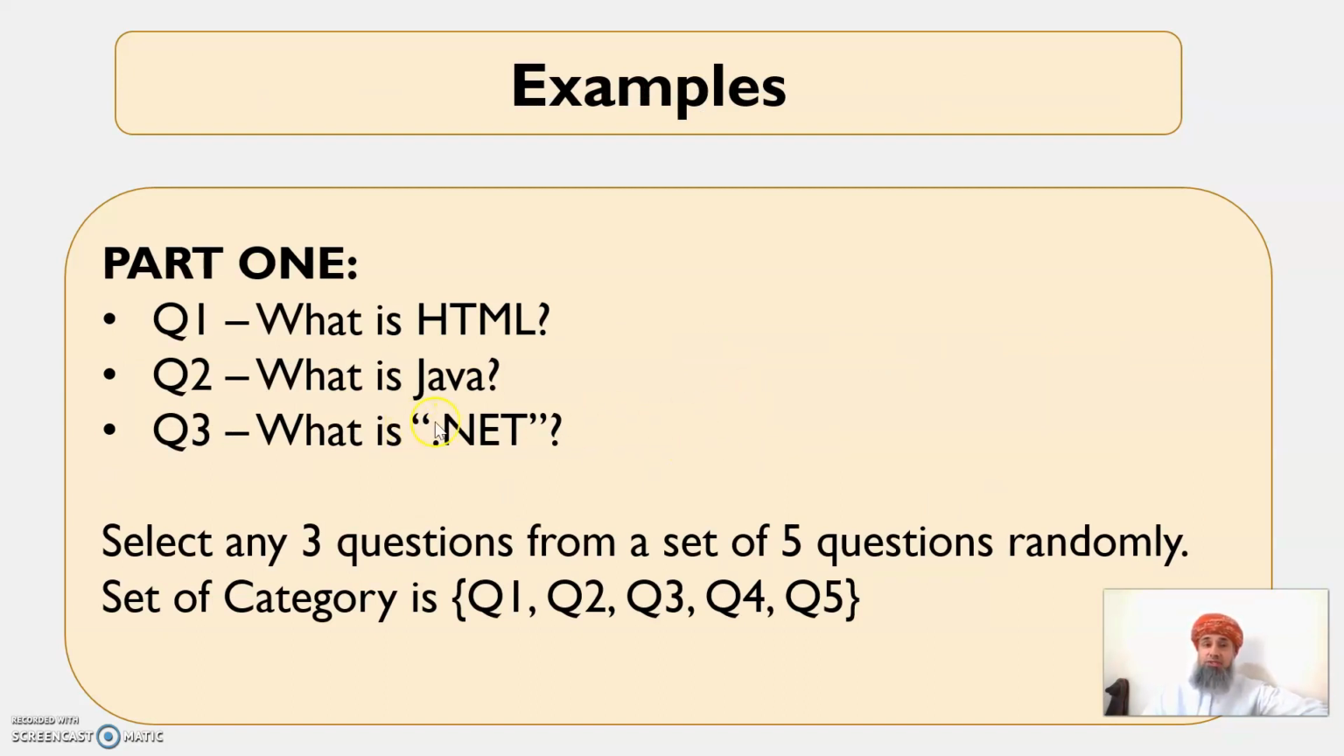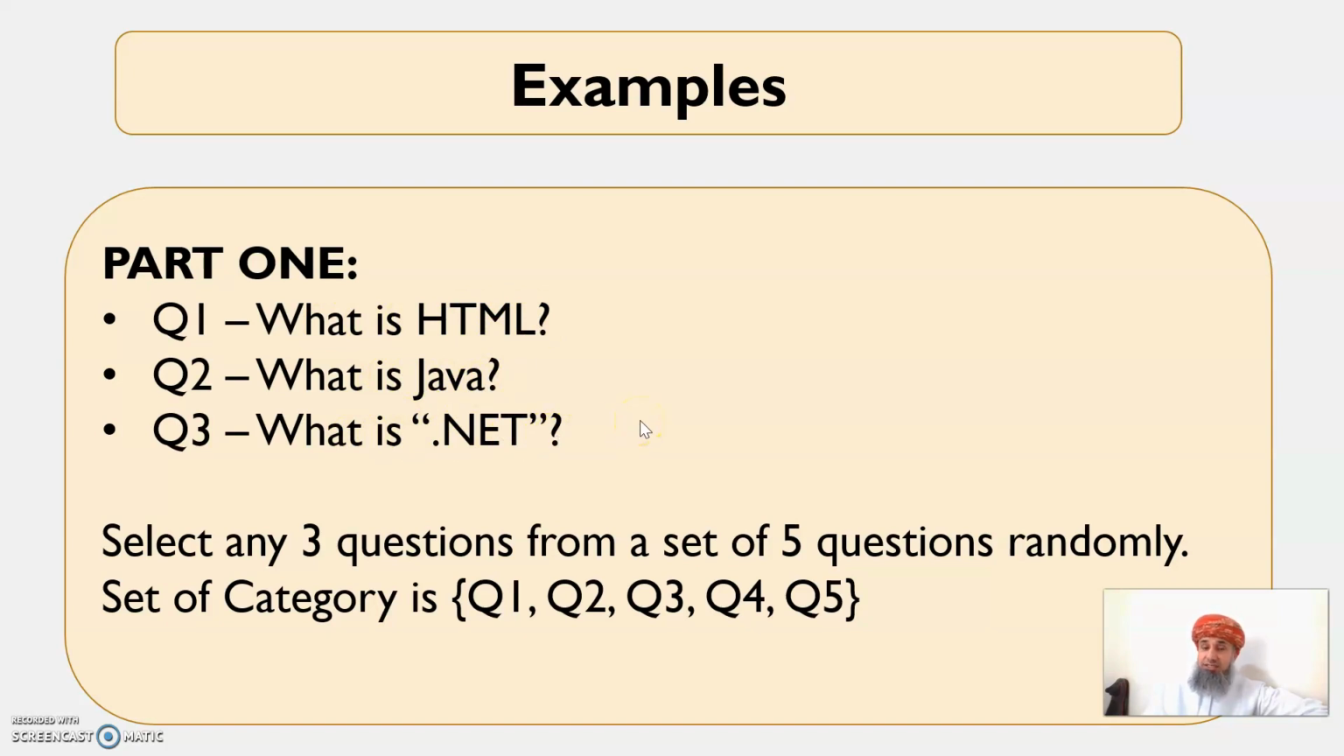In the first example, as you have seen, I will call it part 1. So the name of the set is part 1, category. Here we have 3 questions which will be selected from a set of 5 questions. So in our database, which is category, we have 5 questions: question 1, question 2, question 3, question 4, and question 5. How many questions will be selected out of 5? We'll select 3. What is HTML, what is Java, and what is .NET?